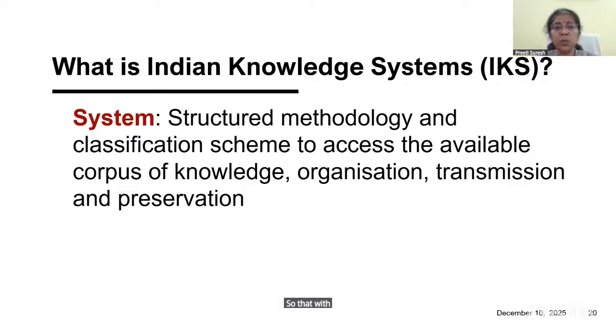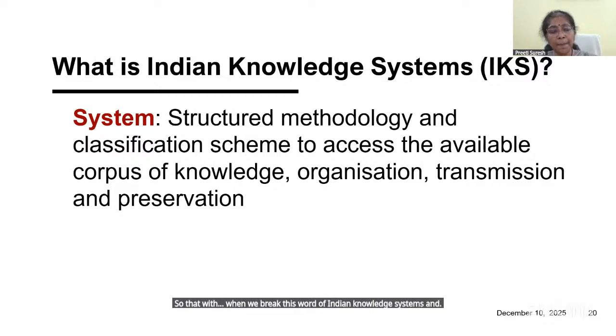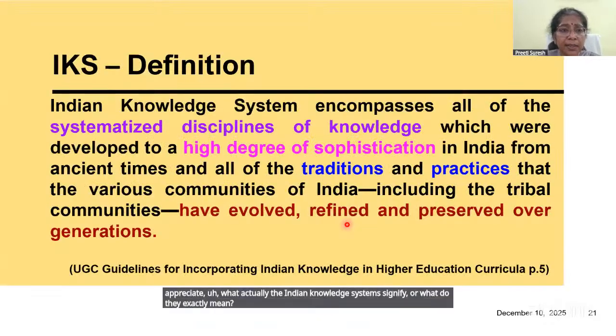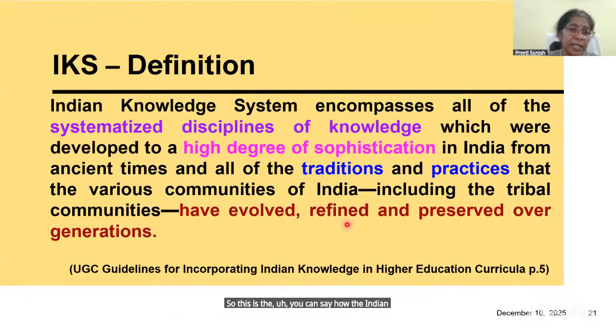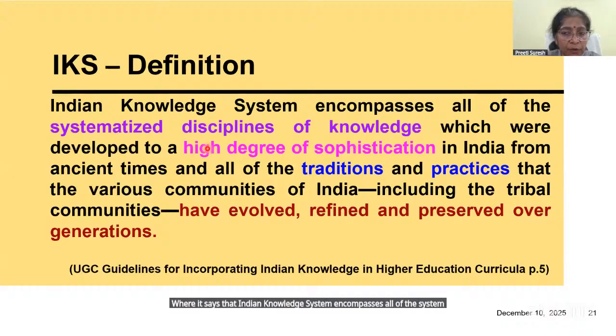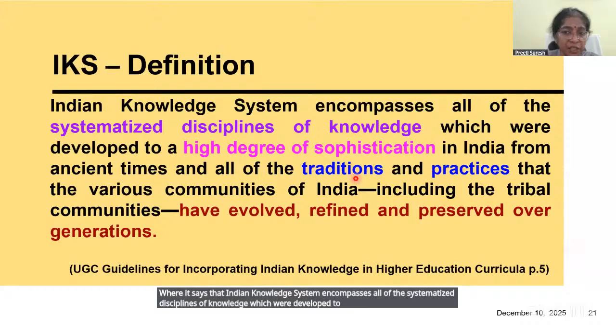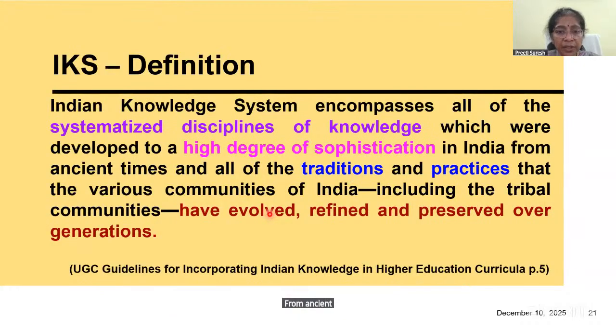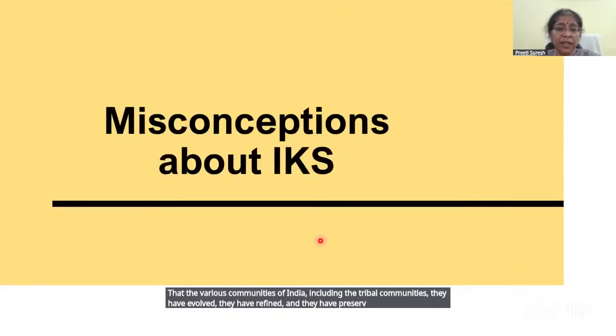So when we break this phrase Indian knowledge systems, and understand the meaning of each word here, I think now we can better appreciate what the Indian knowledge systems signify, or what they exactly mean. This is how the Indian knowledge systems have been defined in the UGC guidelines for incorporating Indian knowledge in higher education curricula, where it says that Indian knowledge system encompasses all of the systematized disciplines of knowledge which were developed to a high degree of sophistication in India from ancient times, and all of the traditions and practices that the various communities of India, including the tribal communities, have evolved, refined, and preserved over the generations.